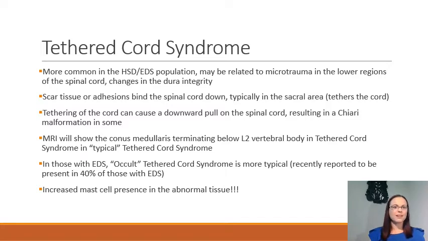This is something that we're not necessarily going to pick up on a typical MRI, although you might see a difference in the health and presence of the filum that's there. And there is some work being done right now that shows that there is increased mast cell presence in the abnormal tissue. So the tissue is abnormal in this area when there's an underlying connective tissue disorder. And then on top of that, we're seeing abnormal mast cell activity. So mast cell activity, that's important.